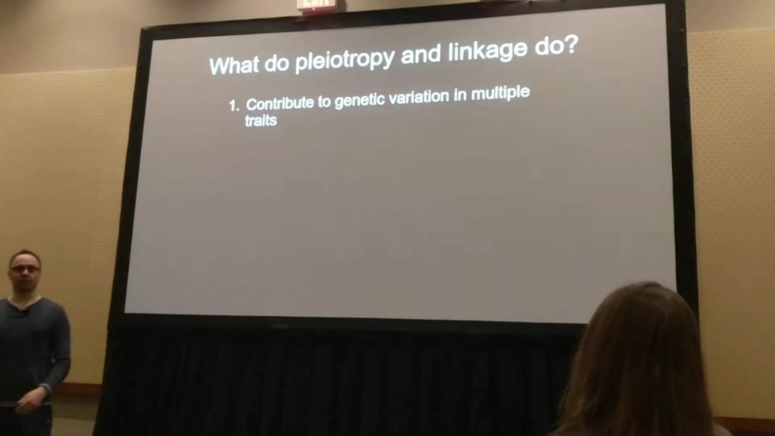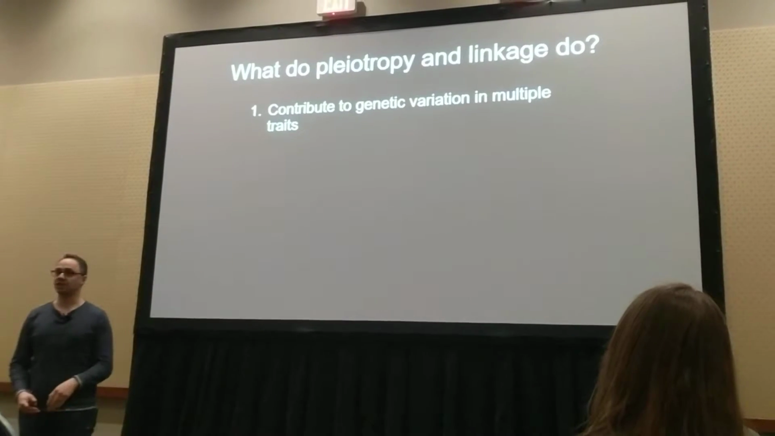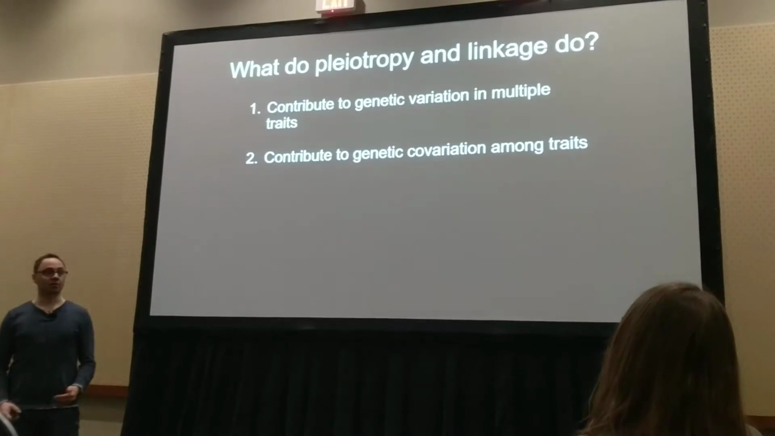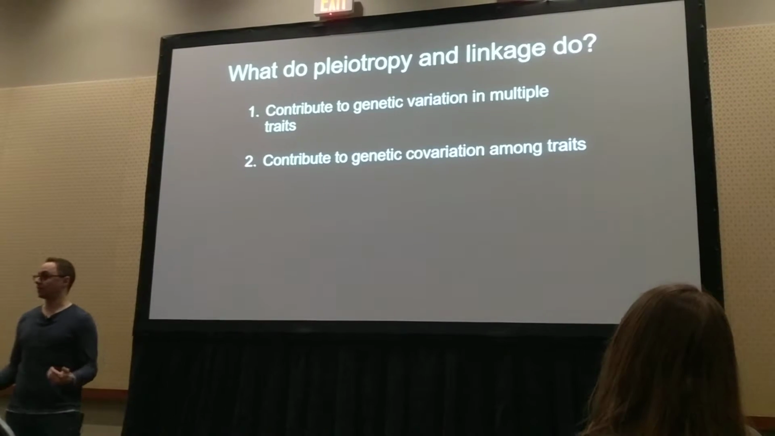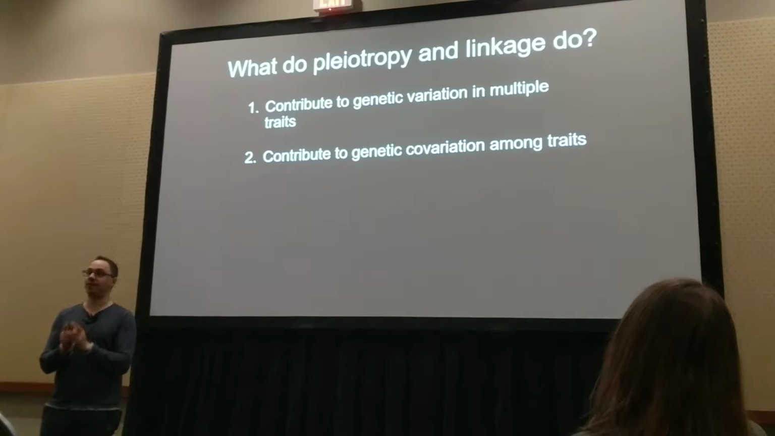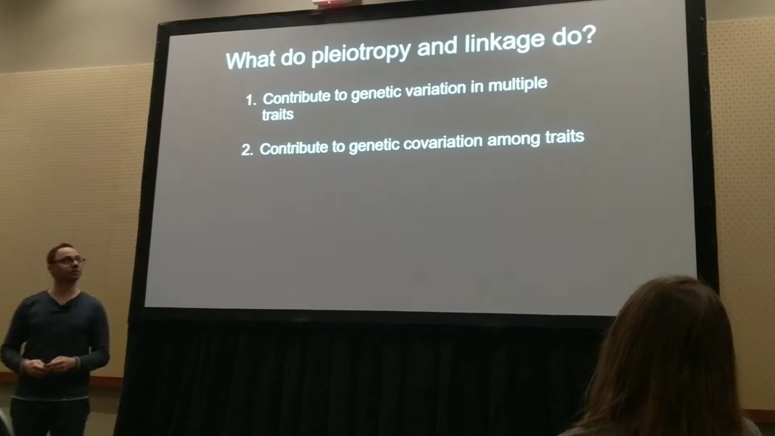All right. So what do linkage and pleiotropy do? One is, of course, if there's allelic variation, it contributes to genetic variation. But more interestingly, it also contributes to genetic covariation between traits because the inheritance of those allelic effects can be inherited together from one generation to the next.